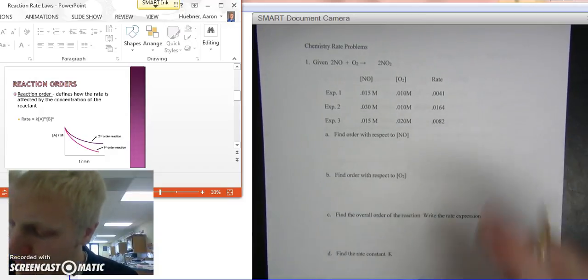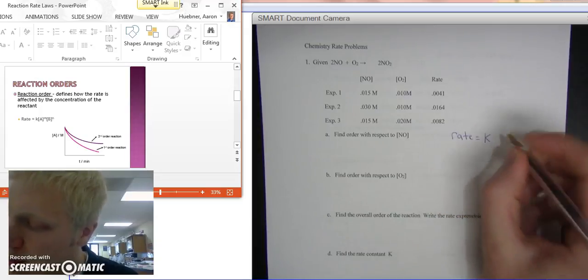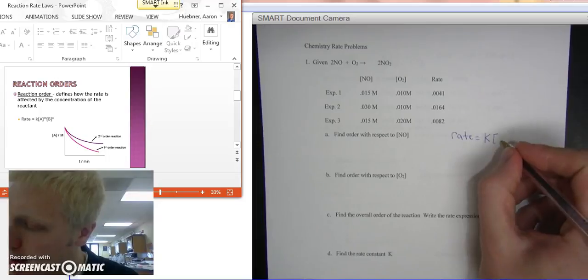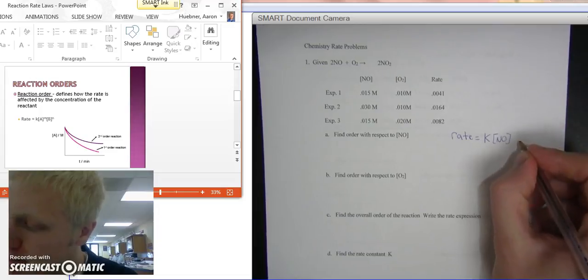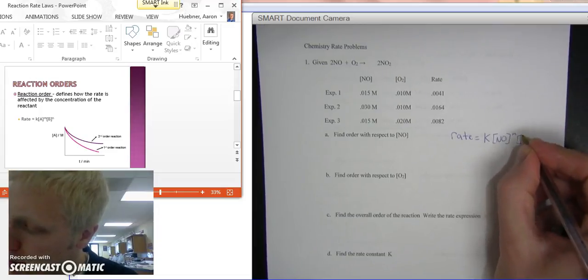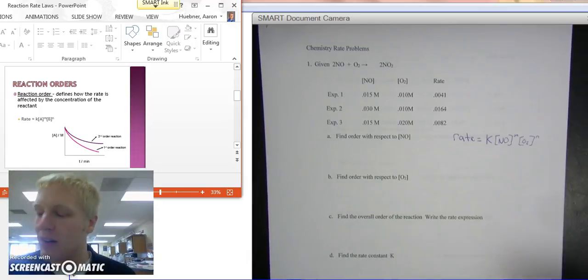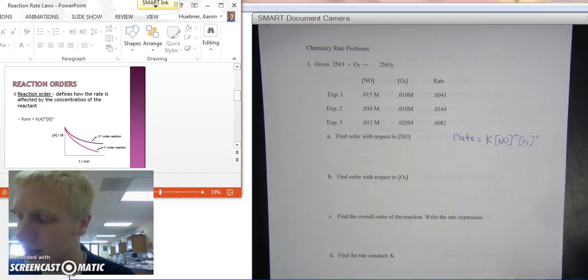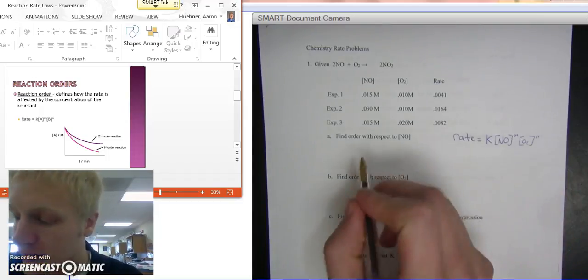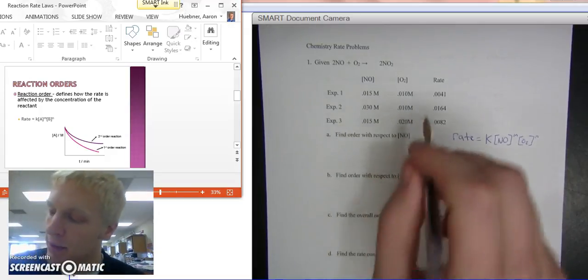First of all, I'm taking a step back. The rate equation is rate equals the rate constant times the concentration of reactant A to a power M times the concentration of reactant 2 to the power of N. And these powers are our orders, and it's how the rate is affected by concentration. You have either zero order, first order, or second order, which are the common ones.